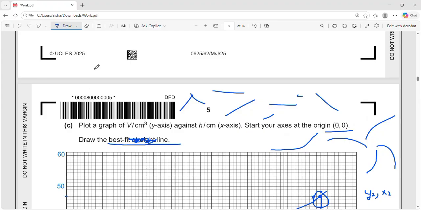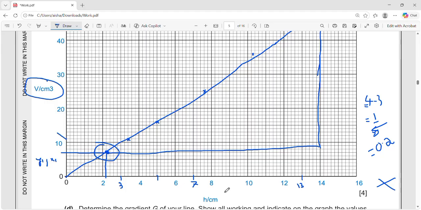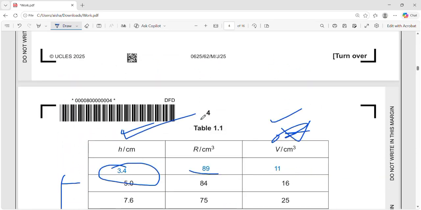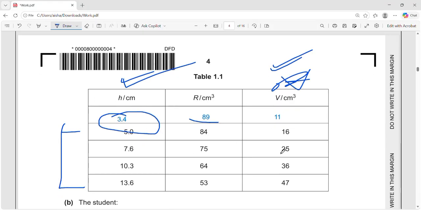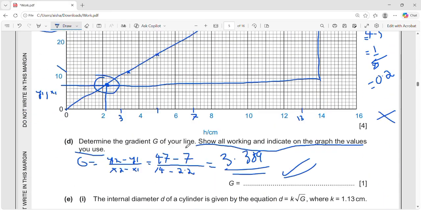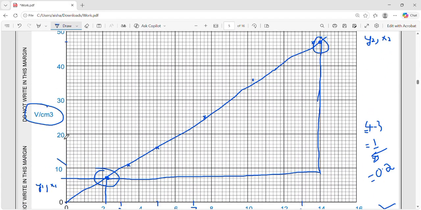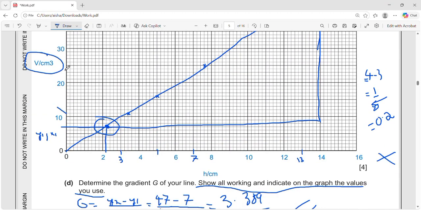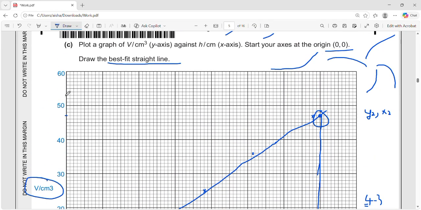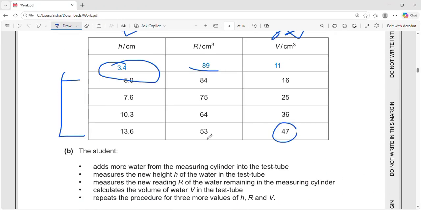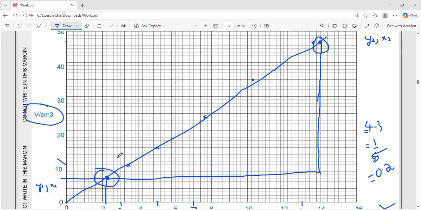Okay, so now let's do the question actually. Now we have to look at the readings. Let's look at the table. We have to take H over here and V. Now we know from H it's 13.6 and V maximum is 47. So we can take a suitable scale such as 10, 20, 30, 40, 50 and 60. It's every 10, so 1, 2, 3, 4, 5, 6, so 60. The maximum value of volume, which is 47, will come over here, which is more than half of the page. It has to be more than half of the graph.